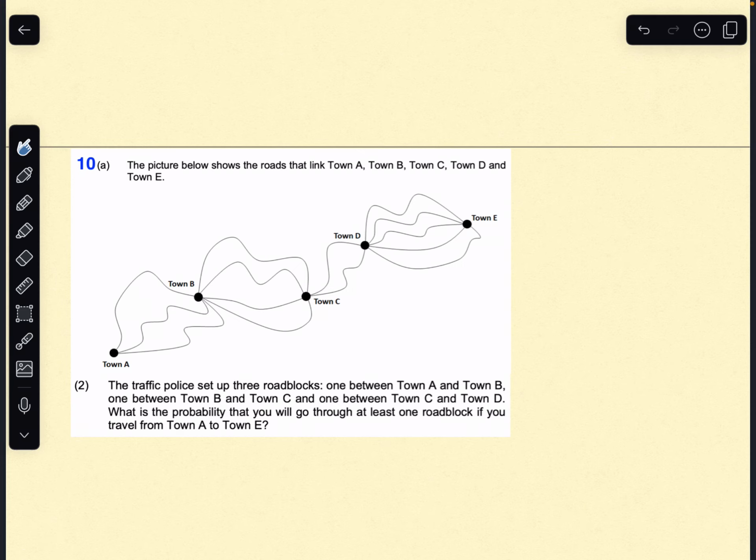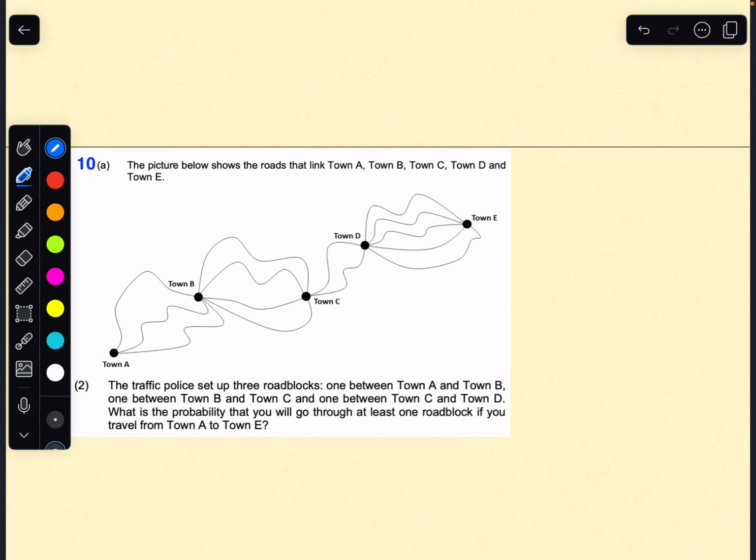Okay, so let's see where the roadblocks are. There's one roadblock between town A and town B. You could have chosen this one or this one as well. There's no significance attached to which road you choose to be the one with the roadblock, as long as it's a road between town A and town B. And then we have another roadblock between town B and town C. And like I said earlier, it doesn't matter which one you choose, as long as one of them has a roadblock.